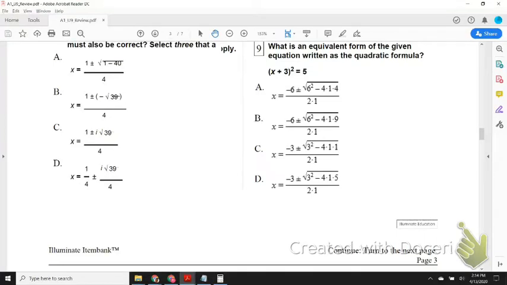Hey everybody, welcome back. Today we're going to go over day 2 for the chapter 9 review, specifically problems 9 through 17. Okay, so let's take a look at problem number 9 here. It says to find the equivalent form of the quadratic equation written as a quadratic formula.